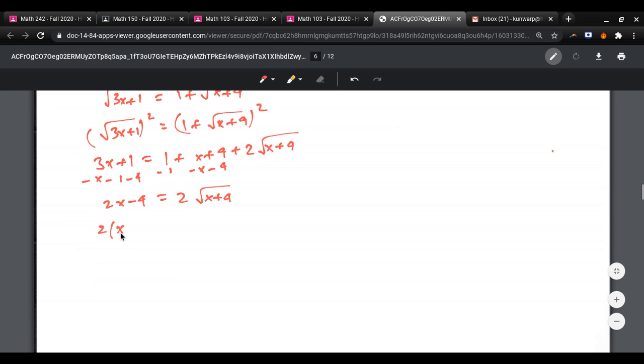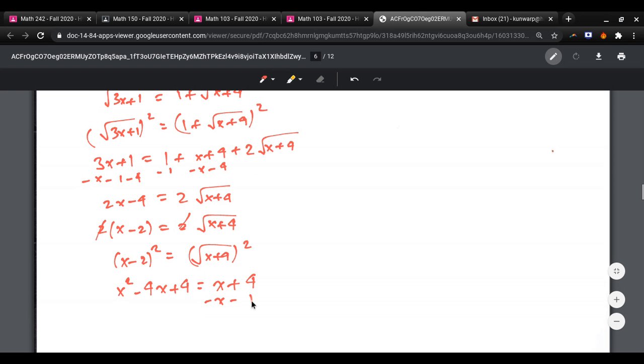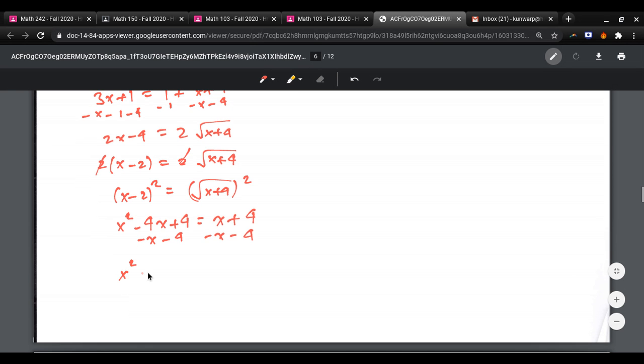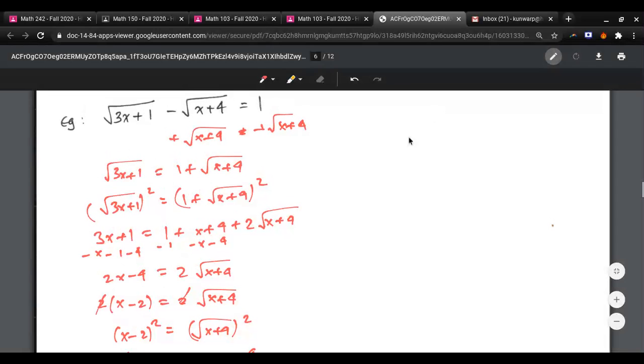You can be a little smart here and see that the 2's can be cancelled before you square. So x minus 2 squared is now root x plus 4 squared. So x squared minus 4x plus 4 equals x plus 4. Subtract, subtract. So I have x squared minus 5x equals 0. x times (x minus 5) equals 0, giving me x is 0, or x is 5. And now all that's left to be done is verify.